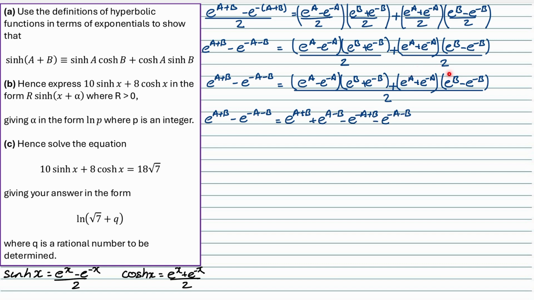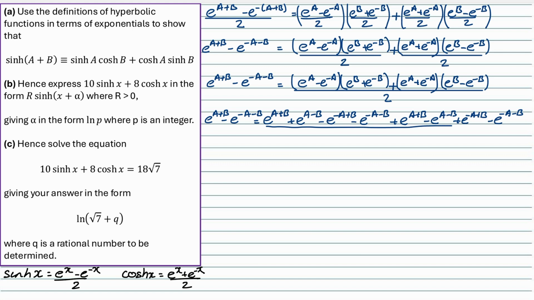We'll move on to this pair. We'll have e to the power of a plus b, minus e to the a minus b, plus e to the negative a plus b, and then minus e to the negative a minus b. And this is all divided by the 2. And now we can collect the like terms. We have the e to the a minus b here, and this is positive, and this will cancel with this term. And then the negative e to the negative a plus b will cancel with this one.